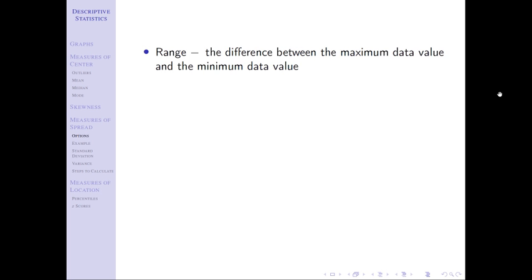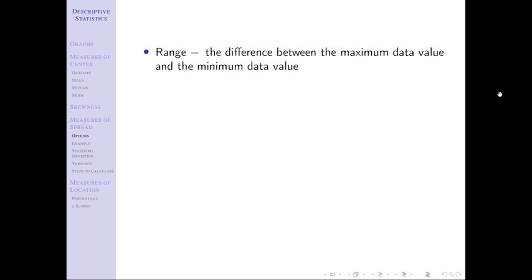Last topic here of the big three: center, shape, and spread, before we loop back to the measures of location section, we get to spread. And the first one is already written in your notes. It's one that you are very familiar with. It's the range, the difference between the maximum and the minimum.